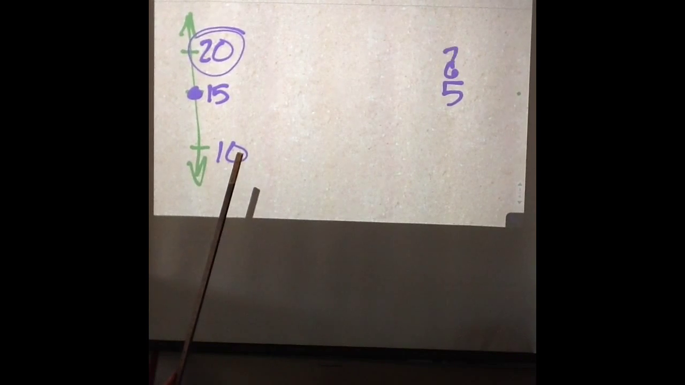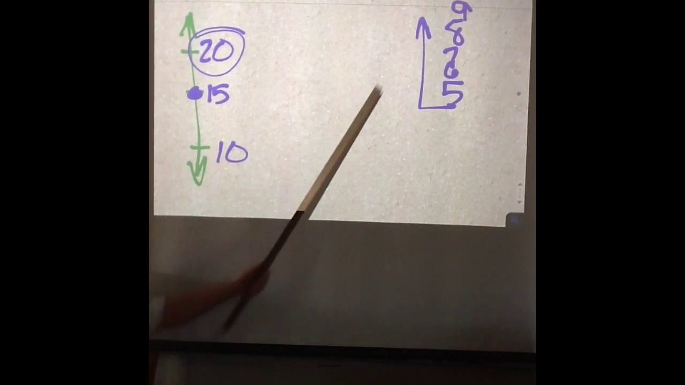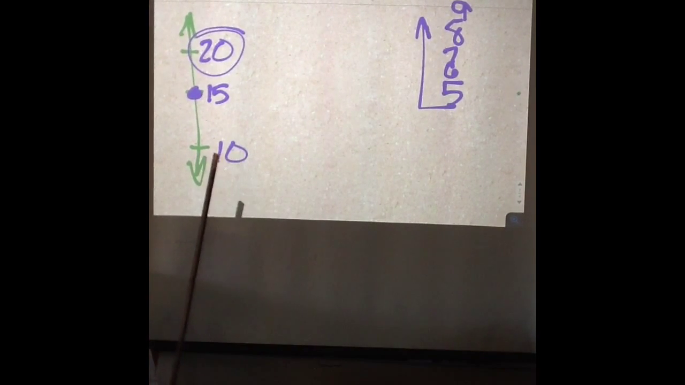Remember, if it's 5 or more, we round up. Okay, so we're rounding to the 20 because that's our nearest 10. So we could say this: 5, 6, 7, 8, or 9. We're going to round up. That means we're rounding to the next number of what we're talking about. In this case, we're talking about the nearest 10.